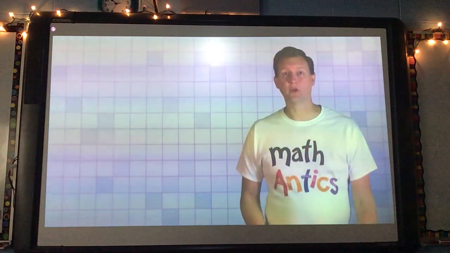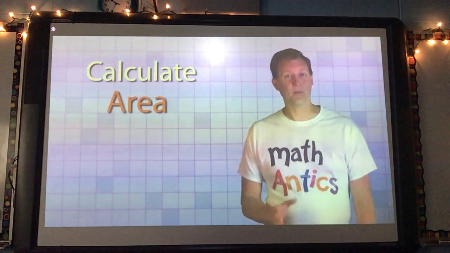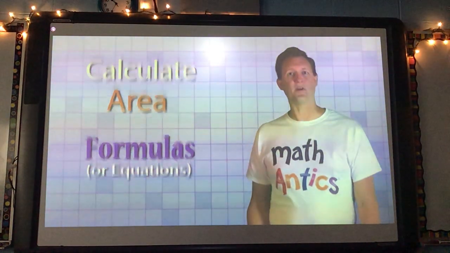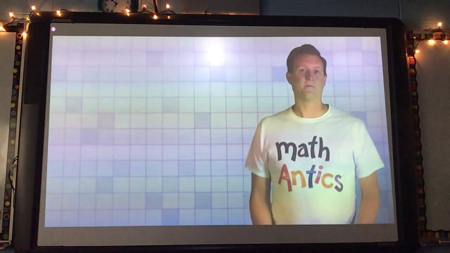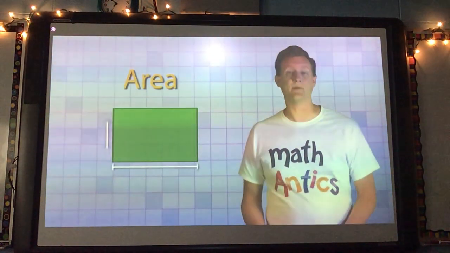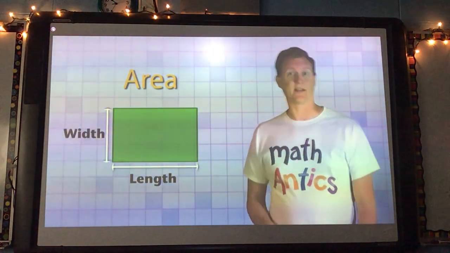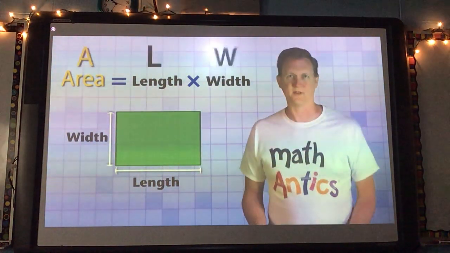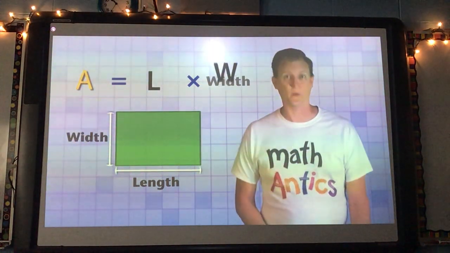All right, so that gives you a good idea of what area is. But how do we calculate area mathematically? Well, there's some special math formulas or equations that we can use to find the area of different shapes. In this video, we're going to learn the formula for squares and rectangles and the formula for triangles. To find the area of any square or rectangle, all we have to do is multiply its two side dimensions together. They're usually called the length and the width. So the formula looks like this. Area equals length times width. But it's often written with just the first letters of each word as abbreviations: A for area, L for length, and W for width.